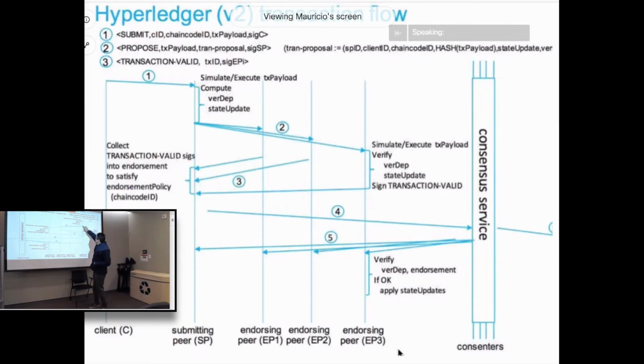So you go to the submitting peers and say, you need to send this transaction to endorsement peers 1, 2, and 3. Then you send it to 1, 2, and 3. Then they are going to execute the smart contract.